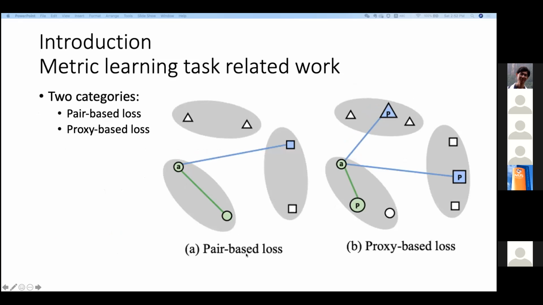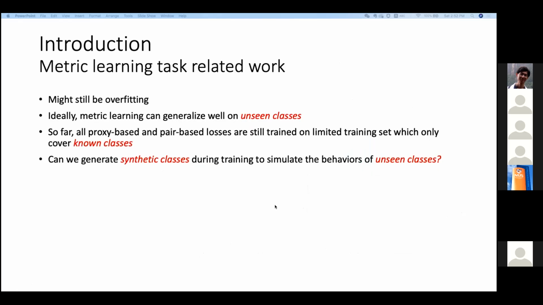So here is the comparison between two types of loss. In this paper, they attack the state of the art by saying that although proxy-based losses can reduce overfitting, there might still be risk of overfitting. Because ideally, metric learning wants to generalize well on unseen classes. But so far, all proxy-based losses and pair-based losses are only trained on the training set, which only covers known classes. So the paper wants to generate some synthetic classes during training to simulate the behaviors of unseen classes.